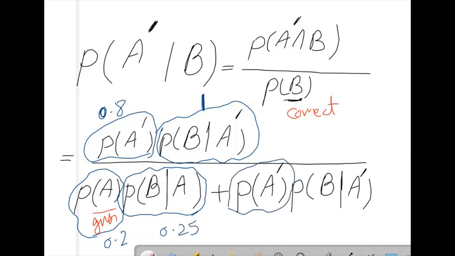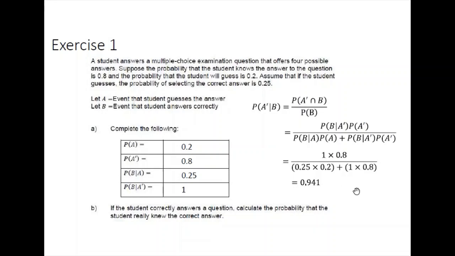The probability of knowing the answer is 0.8. The probability of answering correctly if you know the answer is 1. You can obtain the result. Be careful, here is plus. You should at first obtain the results here. So it's 0.8, and this one is 0.05, plus 0.8 is 0.85. So that is the answer to this question.